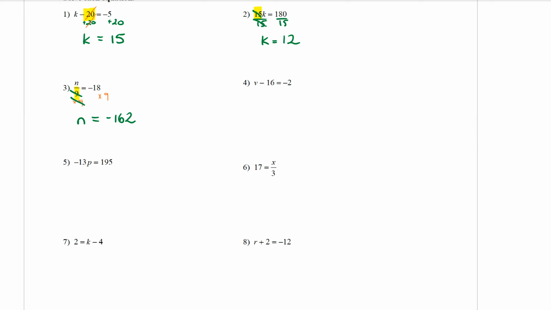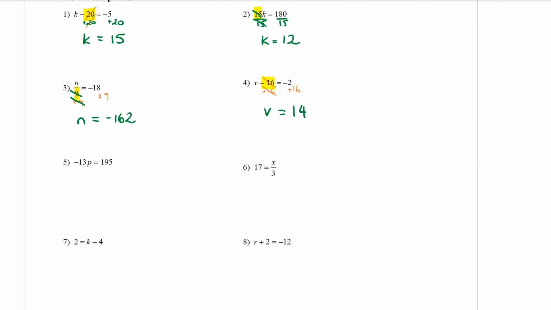Question 4. v minus 16 equals minus 2. So the minus 16, that's what I need to get rid of. It's negative, it has a minus sign. So the opposite is to plus 16. Plus 16 under both sides of the equation. That means that that first 16 there will cancel out, which is what I want. v is now by itself. And on the right-hand side, minus 2 plus 16 is? 14. Well done.